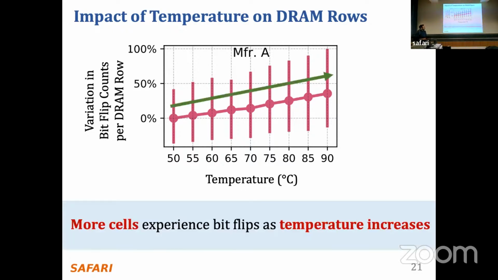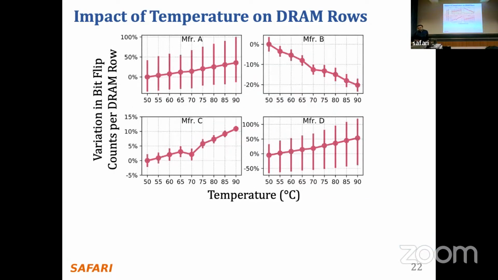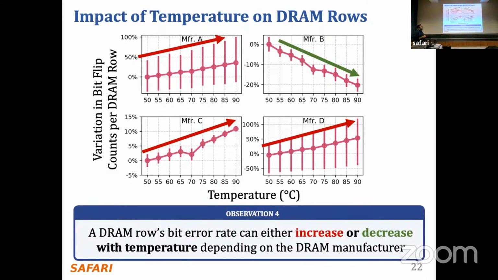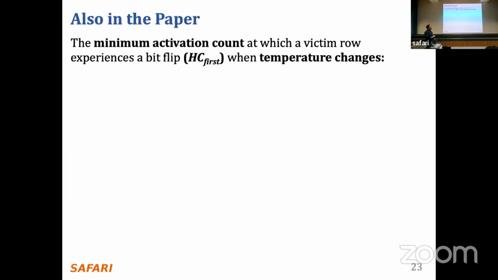So we observe that more cells experience bit flips as temperature increases, even though some of them don't experience bit flips at a higher temperature range. If you look at the overall bit error rate, it increases. And when we repeat this test across all manufacturers, we observe that the chips from these three manufacturers exhibit an increasing trend, while the chips from manufacturer B, which is Samsung, exhibit a decreasing trend. So we say that the DRAM row's bit error rate can either increase or decrease with temperature, depending on the DRAM manufacturer. So different manufacturers can have different behaviors.